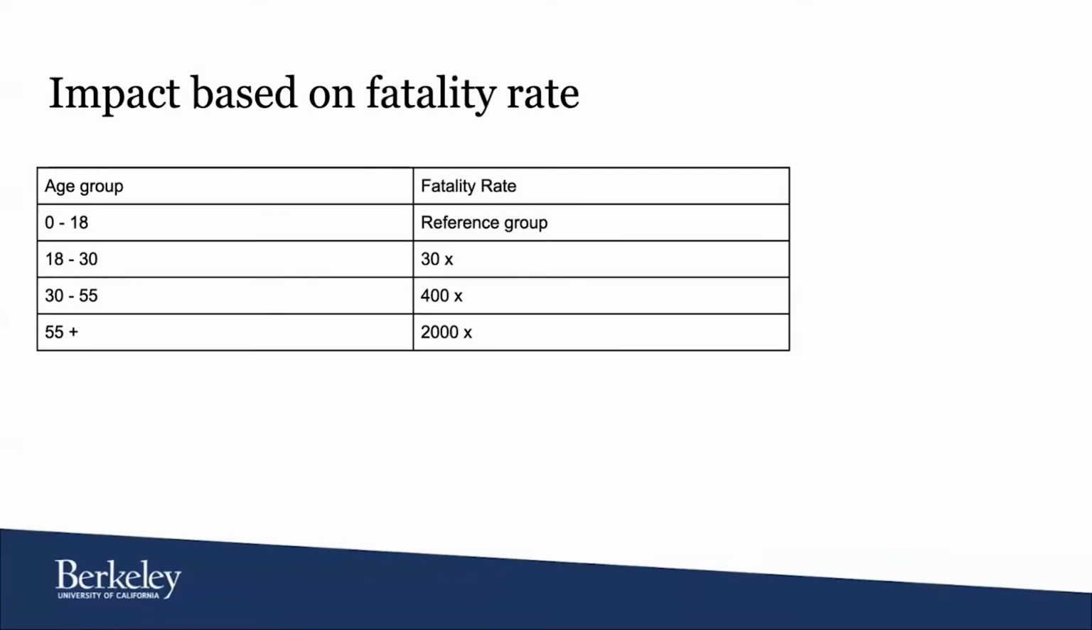Then secondly, we looked at the fatality rate, which is one of the biggest variables in decision making related to vaccines. Here we can see that we've taken 0 to 18 as the reference group, and we have calculated the risk of fatality for other age groups based on the 0 to 18 age group.